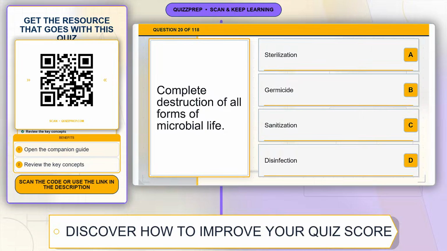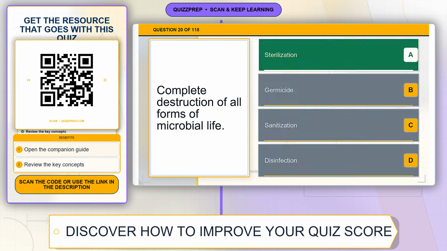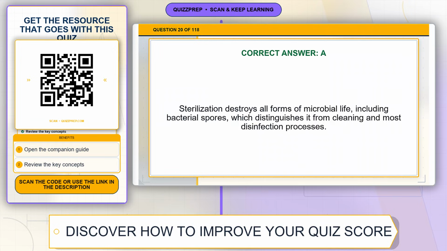Question 20. Complete destruction of all forms of microbial life. Option A, sterilization. Option B, germicide. Option C, sanitization. Option D, disinfection. The correct answer is option A, sterilization. Explanation: sterilization destroys all forms of microbial life, including bacterial spores, which distinguishes it from cleaning and most disinfection processes.